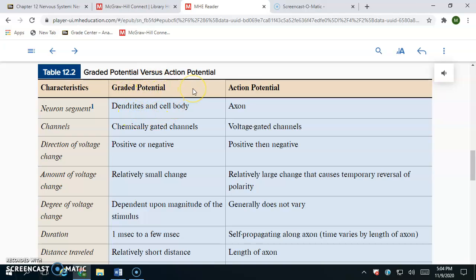Remember when we say graded potential and action potential, we're talking about that change in the membrane potential away from resting membrane potential, so that change in the electrical charge across the plasma membrane. Graded potentials only happen along the dendrites and cell body because that's the only place where you can find chemically gated channels. Action potentials are a little bit different. They only happen along the axon of neurons, and that's because along the axon is where you find the voltage gated channels for sodium and potassium.